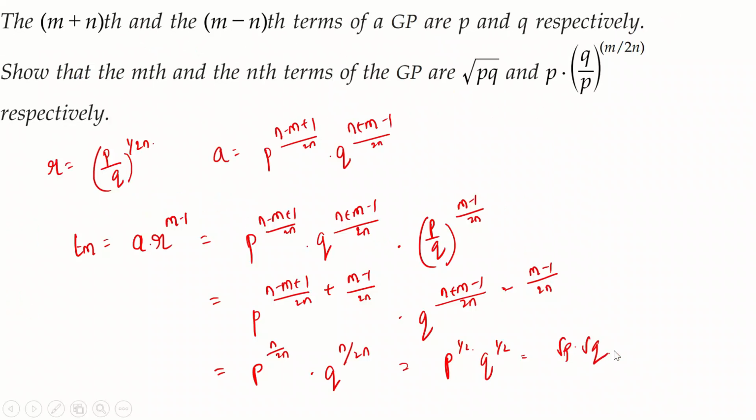So in a similar way, you can find out the value of Tn by putting the formula Tn is equal to A into R to the power of n minus 1, and then put the value of A and R and simplify and check whether you are getting this answer or not. Okay, I leave it to you as an exercise.